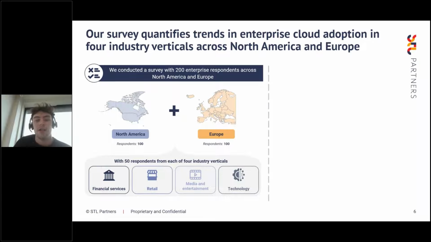We had an even distribution of respondents from the 4 industry verticals, which were financial services, retail, media and entertainment, and technology.